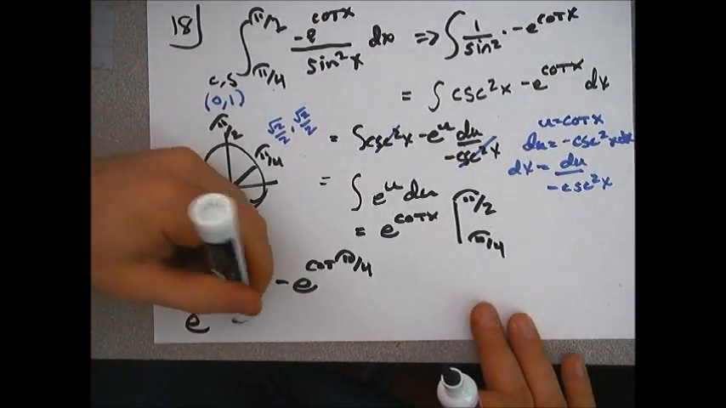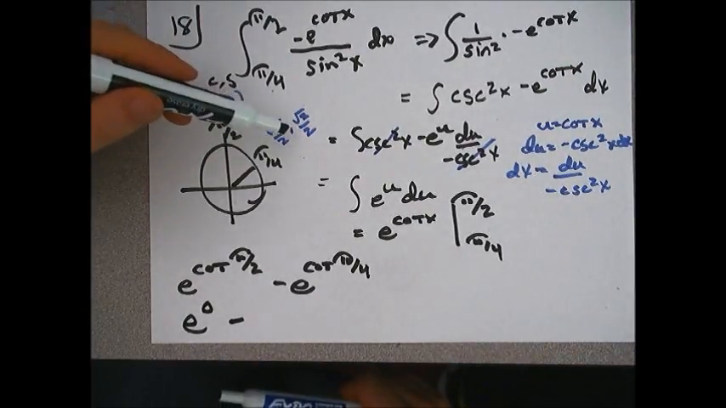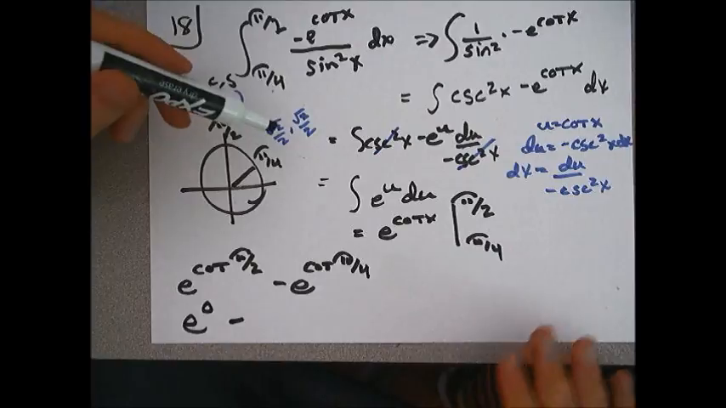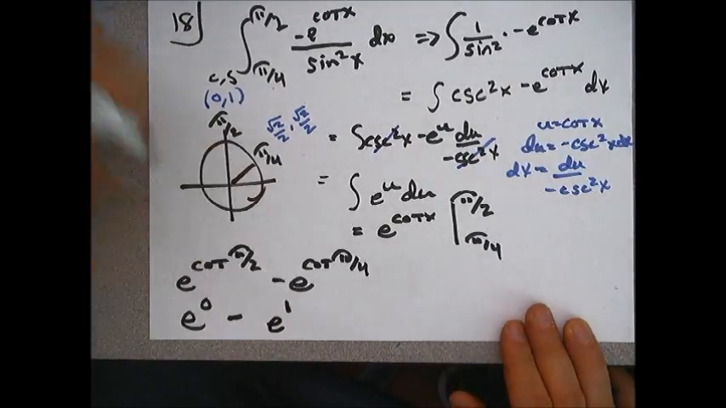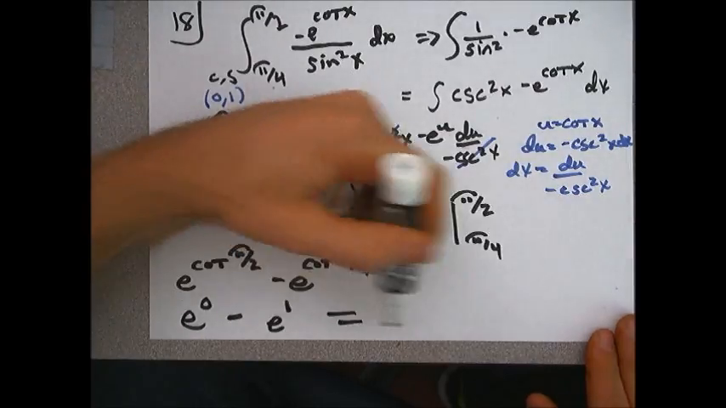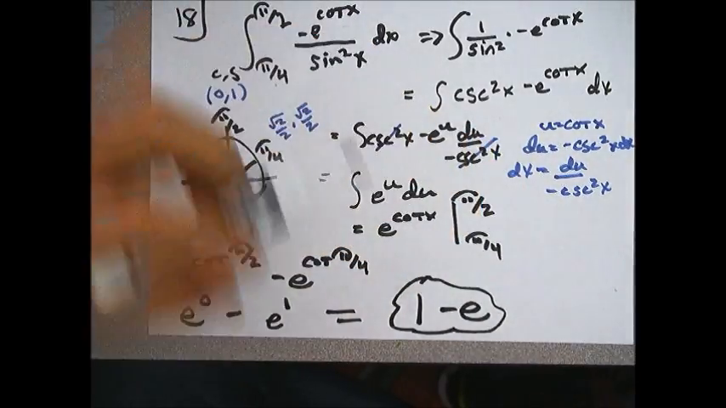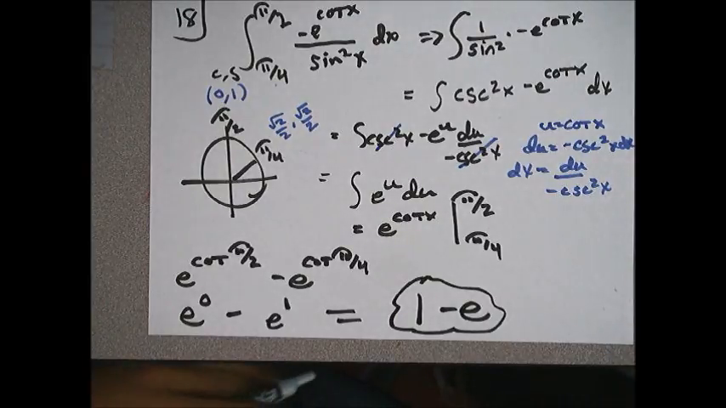So this is e to the 0 minus e to the cotangent of pi over 4. These pairs are the same, so this divided by that is going to be 1. Anything to the 0 is 1. This is 1 minus e. Questions? Okay.